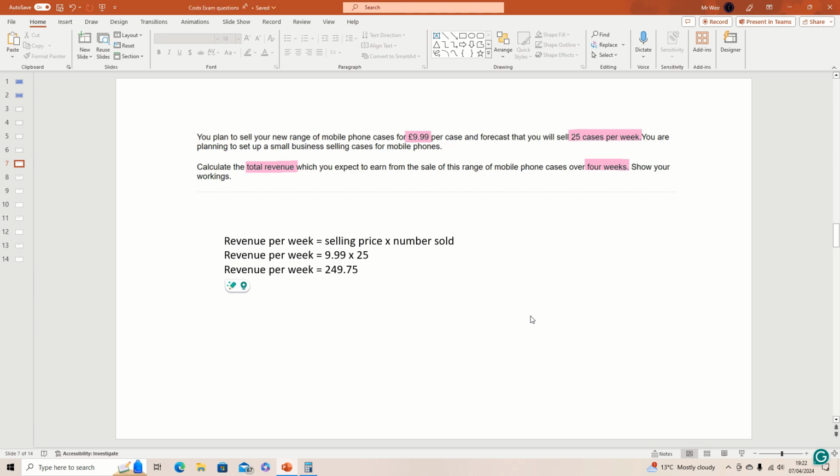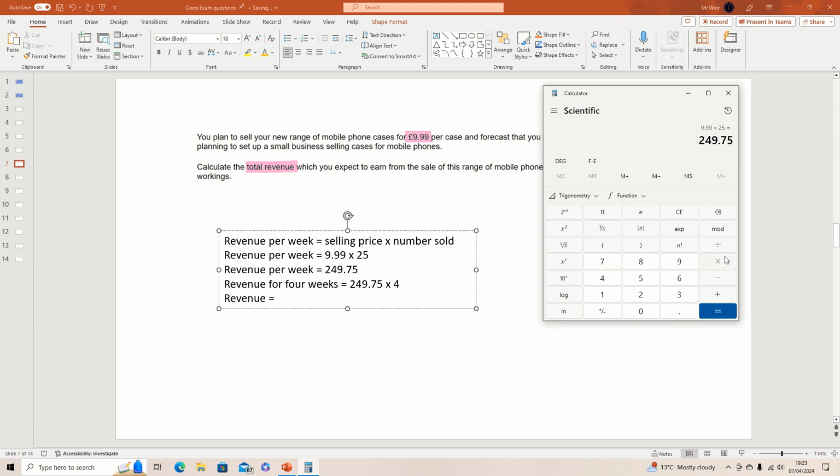So if we know what our revenue is per week, this time it's asking us for 4 weeks. So all we have to do is times it by 4. So revenue for 4 weeks equals 249.75 times 4. And the revenue equals 999.